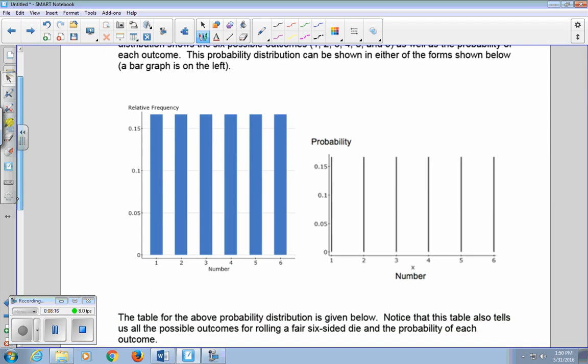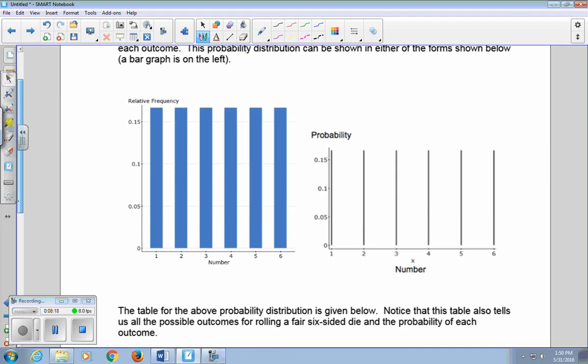So similar to what we just saw, we have a bar graph on the left. The outcomes are listed across this horizontal axis, and each of their probabilities is given here. Each one of these has a 1/6 chance, and you can see that probability by the height of the bar.